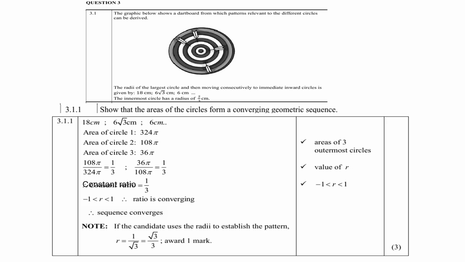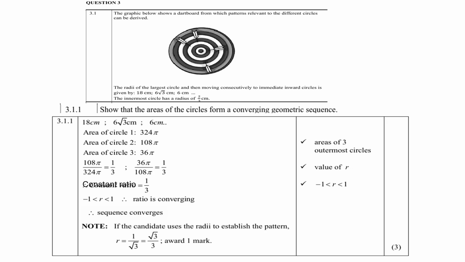3.1.1: show that the areas of the circles form a converging geometric series. Now remember the first radius, the largest one, was given as 18 centimeters. The second circle was 6 times the square root of 3 centimeters, and the third one was 6 centimeters. If you work out the area of each of those circles using the formula pi r squared, you'll get area of circle 1 is 324 pi. Circle 2 will be 108 pi, and circle 3 will be 36 pi. Remember now, we use the area formula pi r squared.